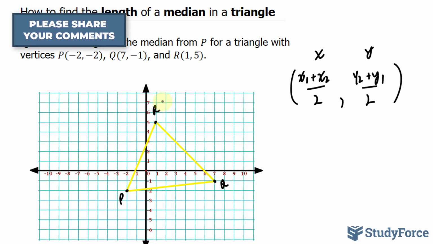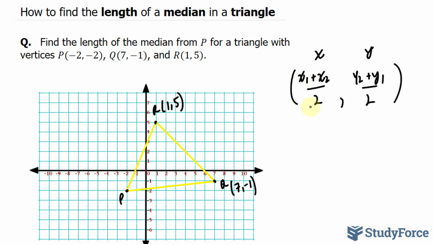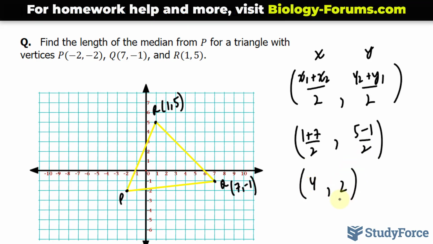The coordinates for R are 1 and 5, and the coordinates for Q are 7 and -1. So let's add up x1 and x2. 1 plus 7 divided by 2, and 5 plus -1 divided by 2. We end up with 4. 5 minus 1 is 4 divided by 2. So our midpoint for R and Q is at 4 and 2.